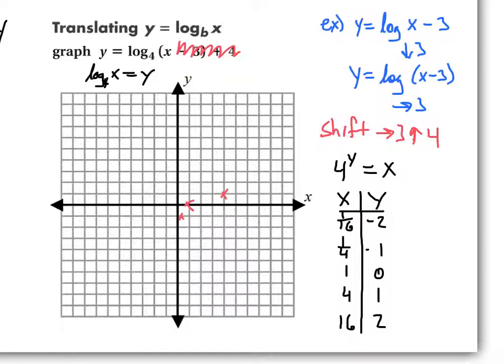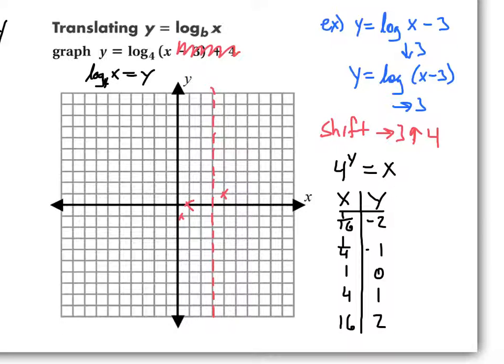Okay? So we are shifting. Now, if I shifted this graph up and down, is that going to change my asymptote, since my asymptote is now the y-axis? No. But a shift left and right does. We are shifting to the right 3, so our asymptote moves to the right 3. Okay, so there's the new asymptote.